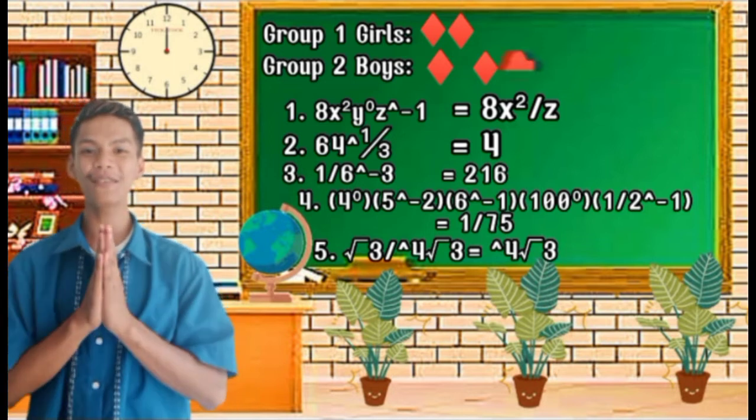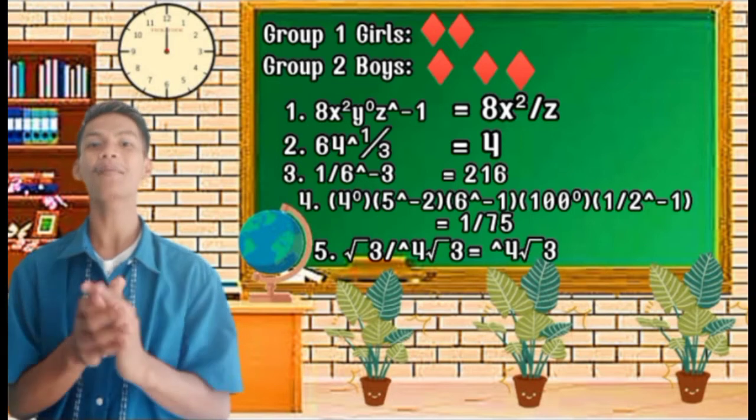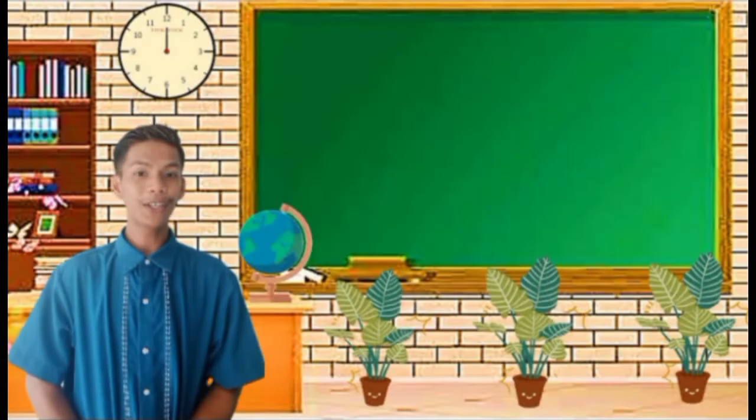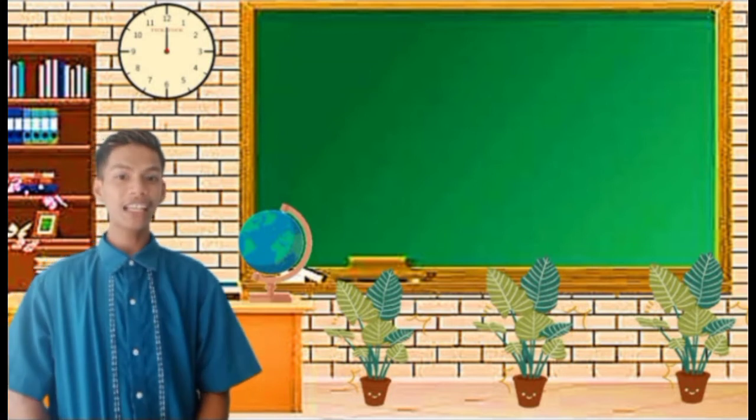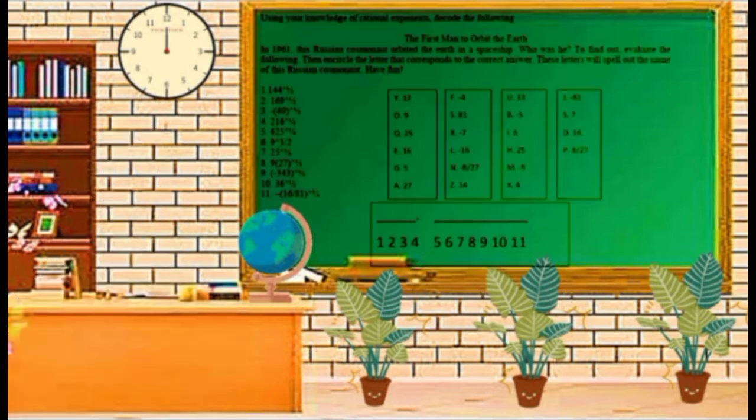For your quiz today, I'm going to flash it on our screen and you can now answer. Using your knowledge of rational exponents, decode the following. The first man to orbit the Earth. In 1961, this Russian cosmonaut orbited the Earth in a spaceship. Who was he? To find out, evaluate the following. Then, encircle the letter that corresponds to the correct answer. These letters will spell out the name of the Russian cosmonaut. Have fun!